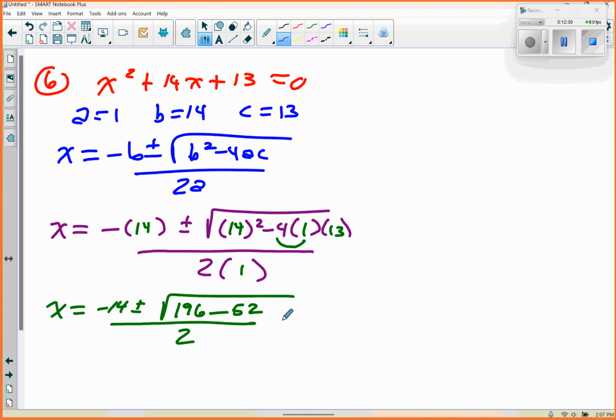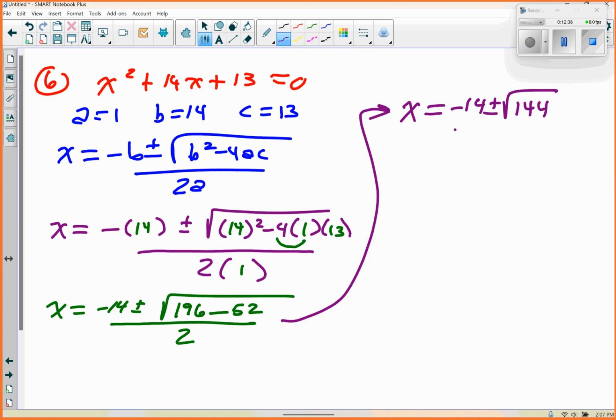Oh, this one comes out lovely. It's beautiful. All right. Hey, what's special about this one? It is a perfect square, right? So you get negative 14 plus or minus. What's the square root of 144? 12 over 2.